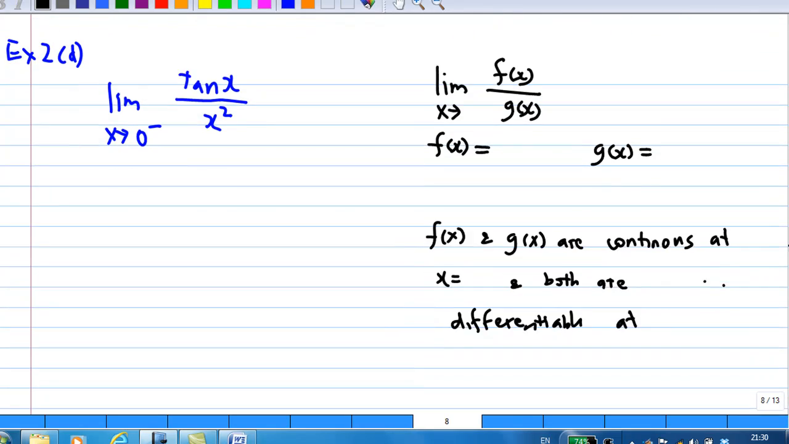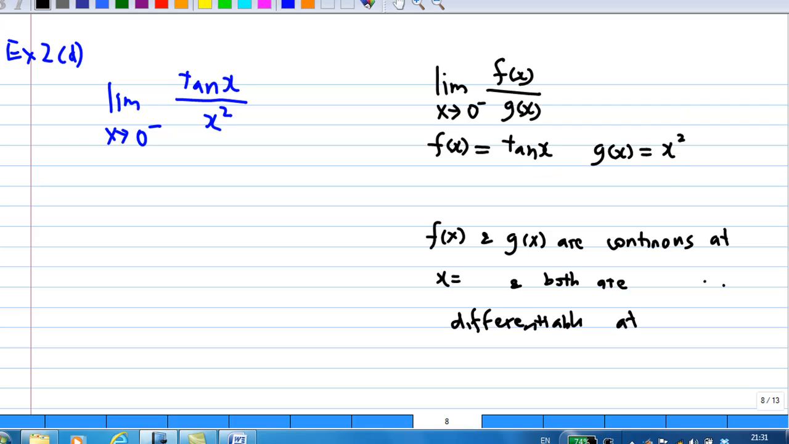Let's look at example 2d. Tangent x over x squared when x goes to 0 minus. That means that x approaches 0 from the left. So this is a situation where I have f(x) over g(x) when x goes to 0 minus. f(x) is tangent x, g(x) is x squared.